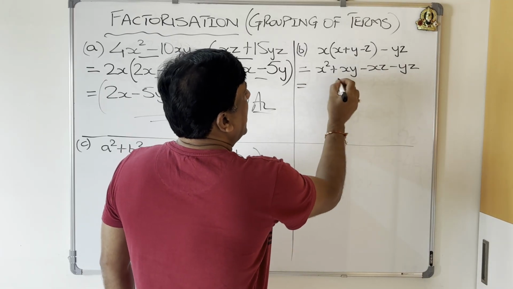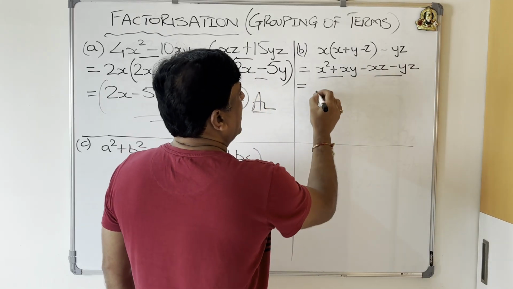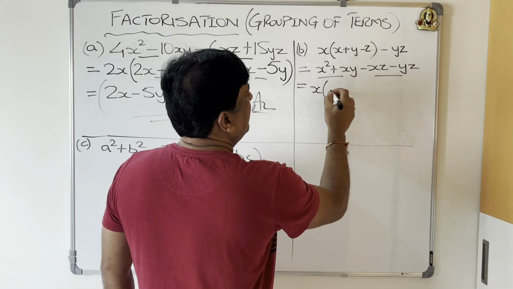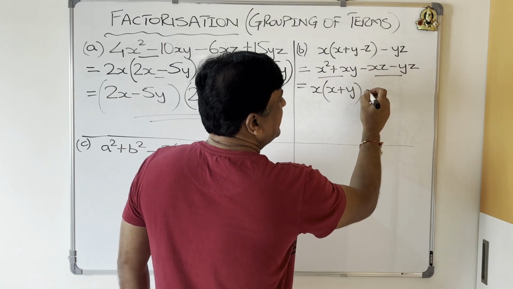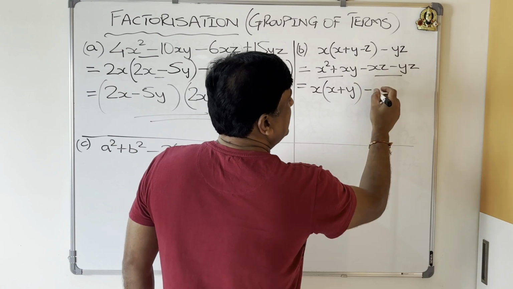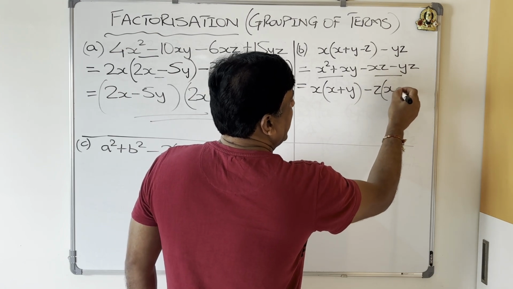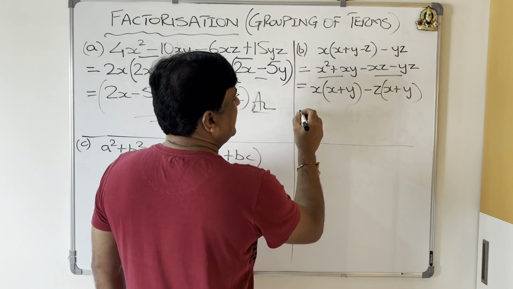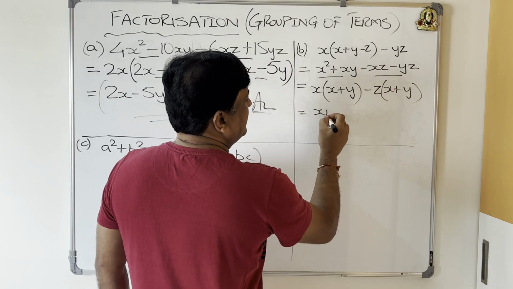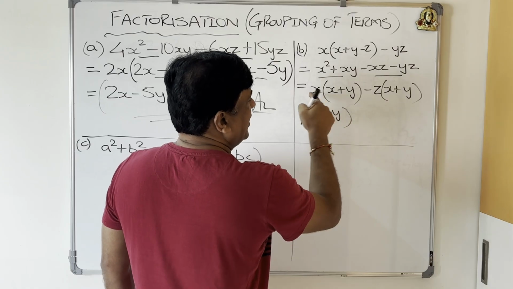Simple. So I'm going to group these two. I will take x common over here. What are you left with? You are left with x plus y. Similarly, when you take a minus common over here and a z common, you are left with x plus y. Look at it. So these two are common. Take them out. If you take them out like this, what are you left with here?